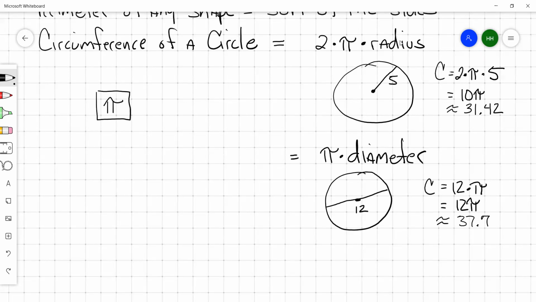Circumference in terms of pi has the pi symbol. Circumference as a decimal does not.